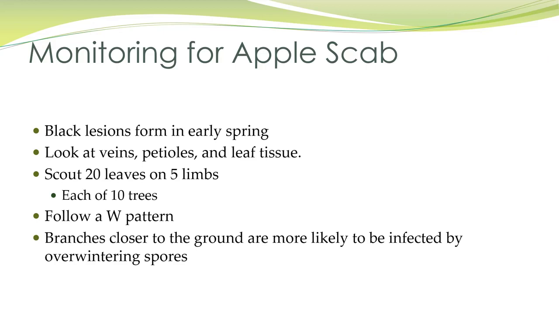You also want to look at branches that are closer to the ground. They're more likely to be infected by overwintering spores. It does overwinter on apples that have fallen to the ground. It can germinate and grow within a few hours on an apple or crab apple tissue. So really important for sanitation. That's a big part of management on this thing.